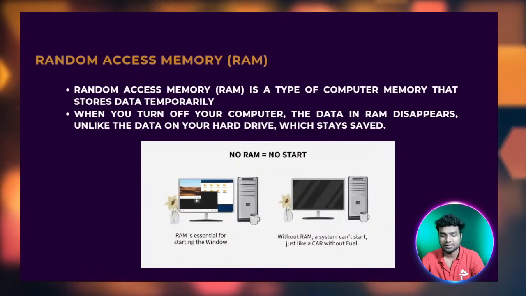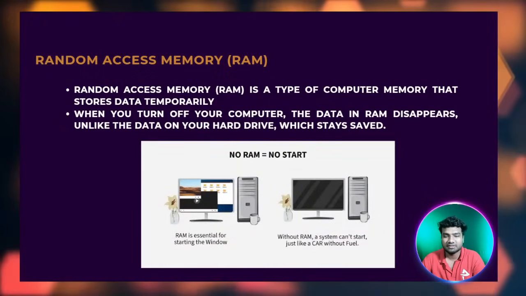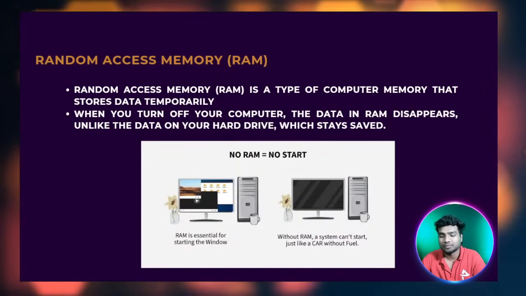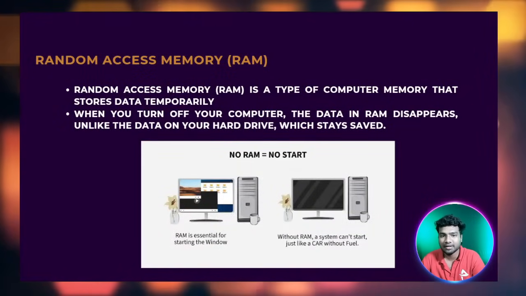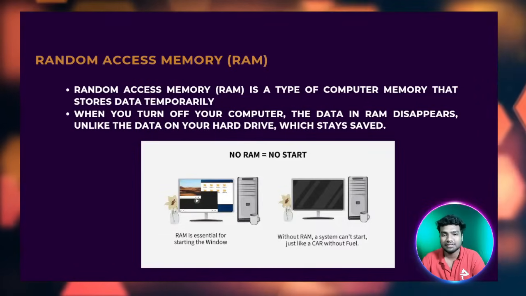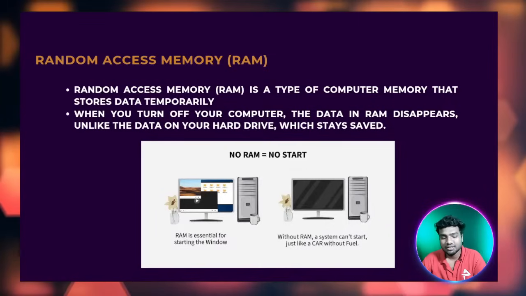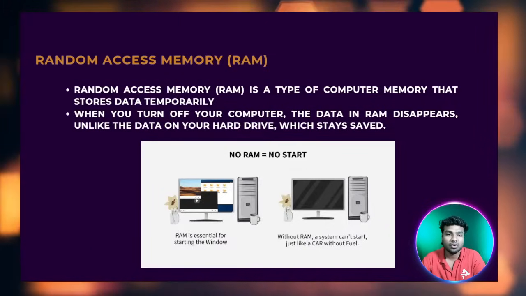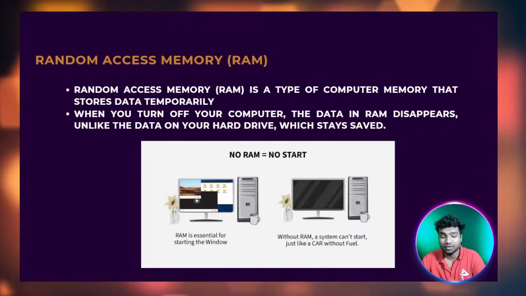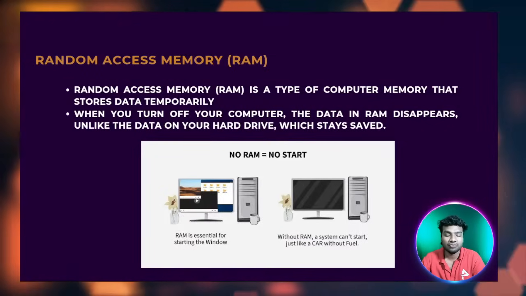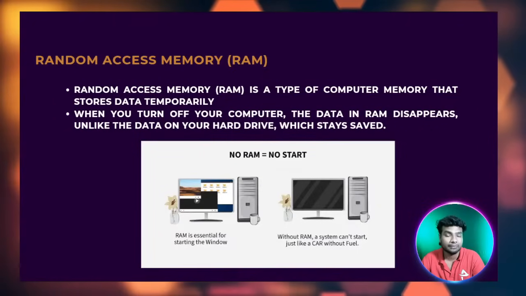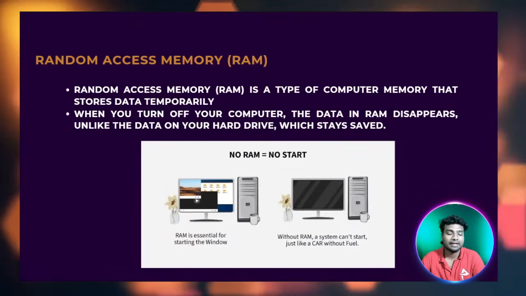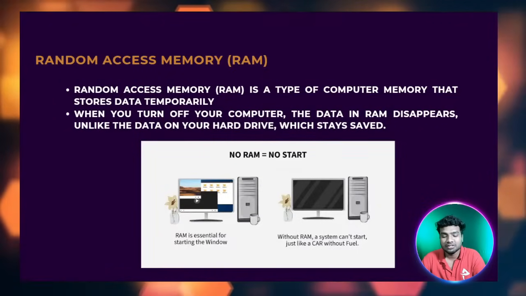So we'll start the session. We'll see some basic definitions of RAM. I hope you understand the RAM functionalities and usages. Random access memory is a type of computer memory that stores data temporarily. We know that when you turn off your computer, the data in the RAM disappears, unlike the data on your hard drive, which stays saved.